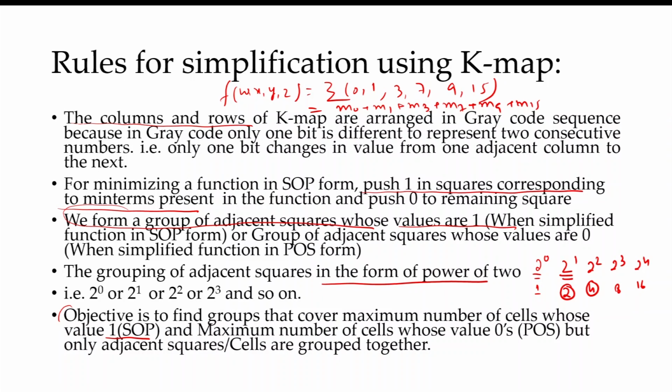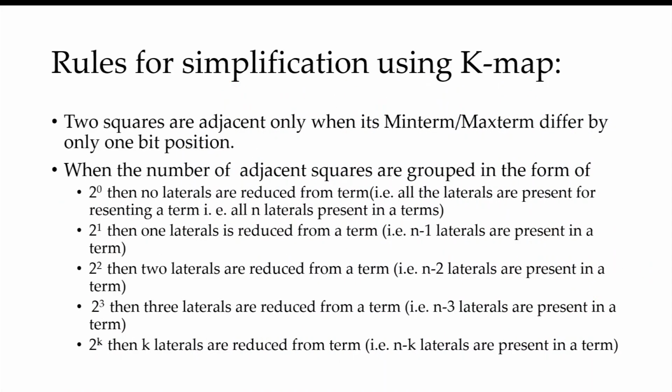But here only adjacent squares or cells are grouped together. Squares which are not adjacent to each other, we cannot group. Now the question is, when can we say that 2 squares are adjacent? Two squares are adjacent only when their minterm or maxterm differ by only 1 bit position.